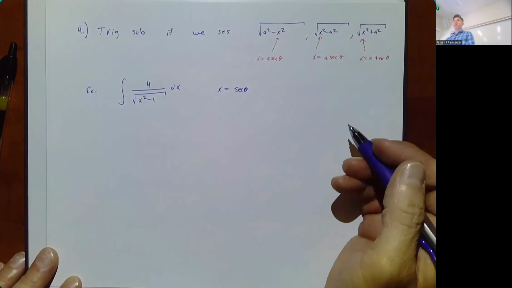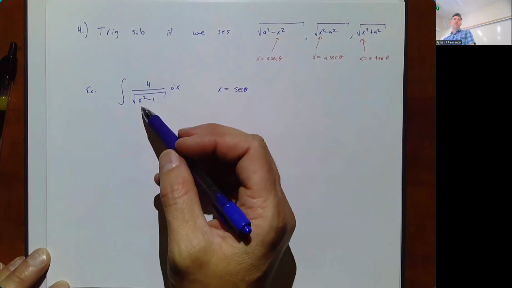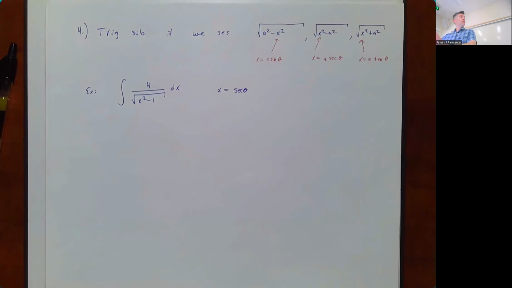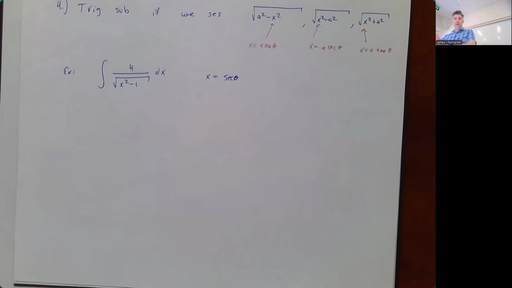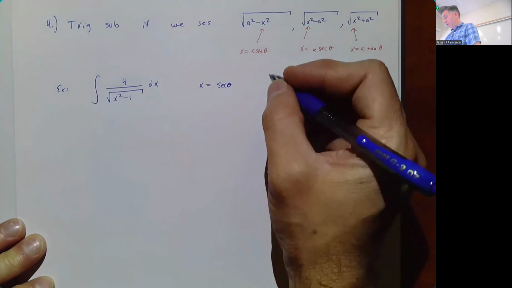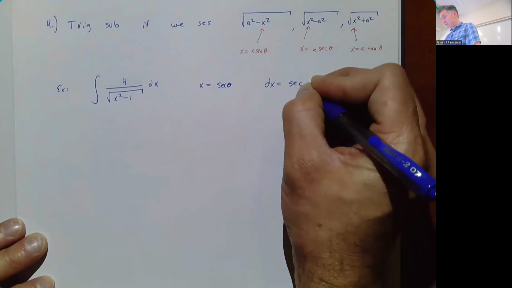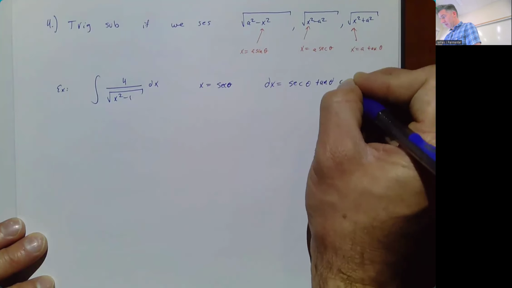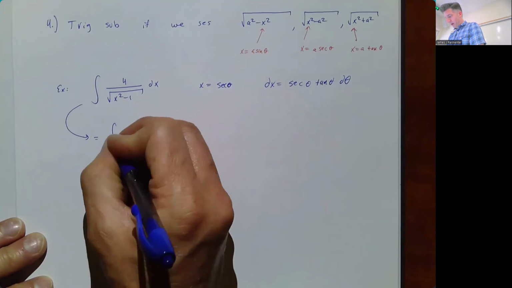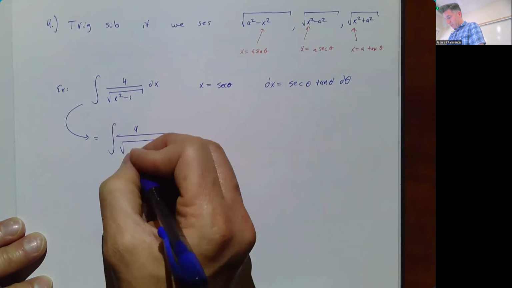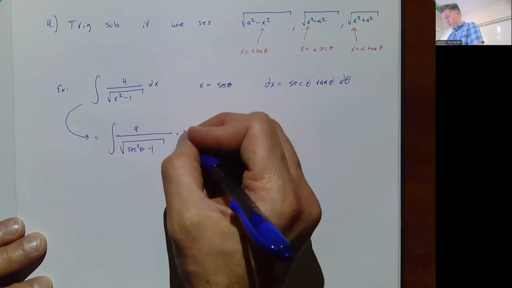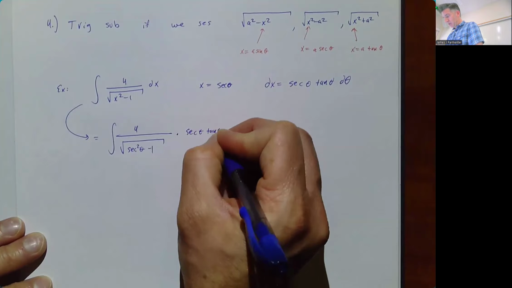And the reason we're making that choice is because if we plug in that choice for x, the inside of the square root will become a trig identity. I feel like people are having a little bit of a hard time seeing what I'm writing. If you ever need me to clarify something, please don't hesitate to ask. Our dx is going to be secant theta times tangent theta times d theta. And then we're going to start replacing things. This is going to become 4 divided by the square root of secant squared theta minus 1 times our dx, which is now secant theta tangent theta d theta.